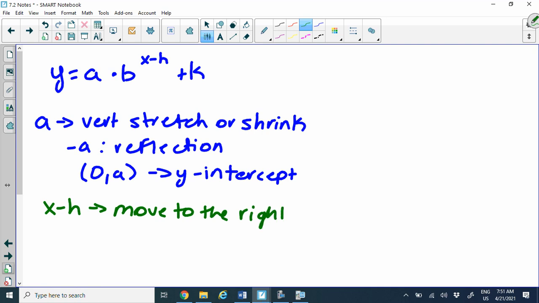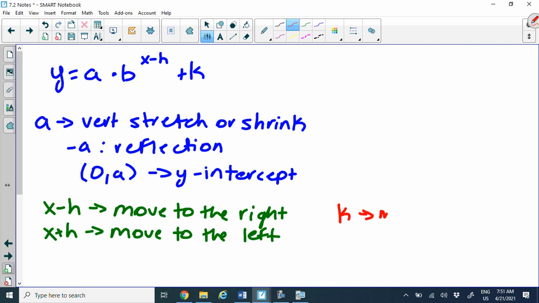And you don't necessarily need to write this down again because this is the same idea when we talked about in 7.1 with our transformations. If we have x plus h, we move to the left. And if we have a positive k, that means we move up. Negative k, we move down. And don't forget your k, it affects the asymptote.